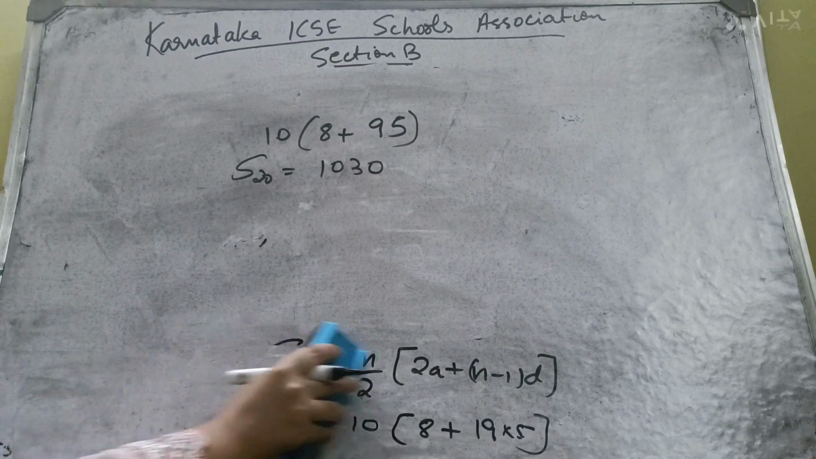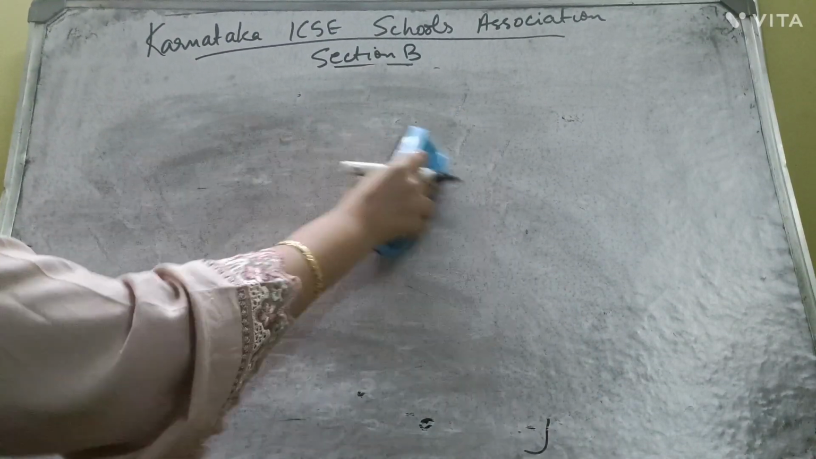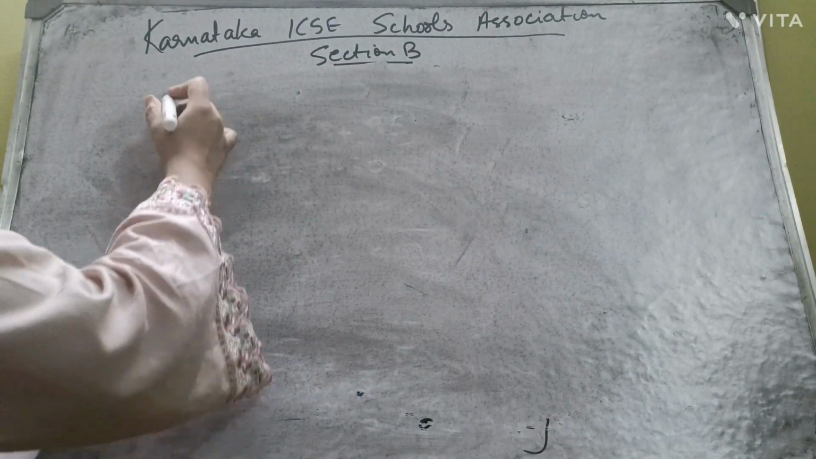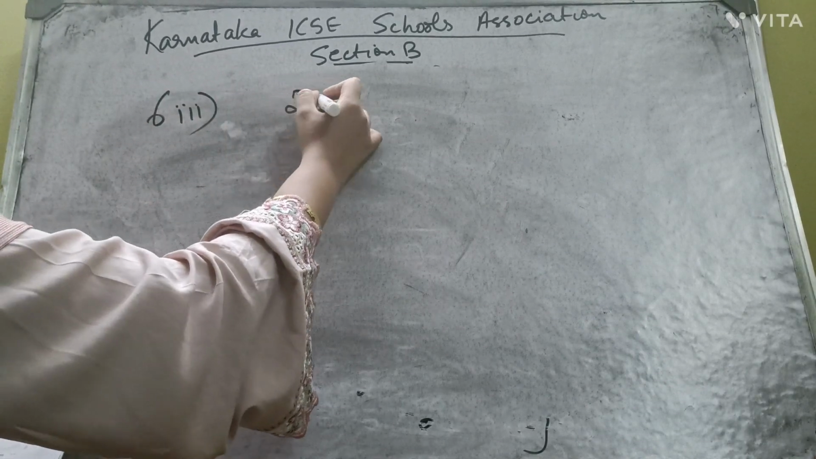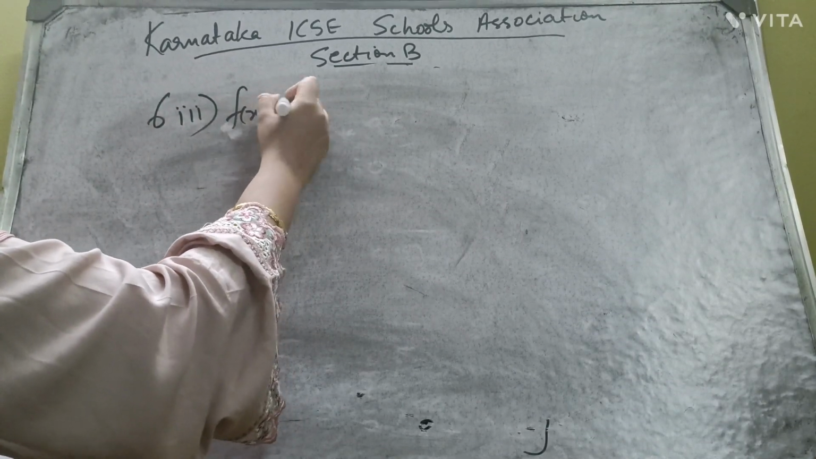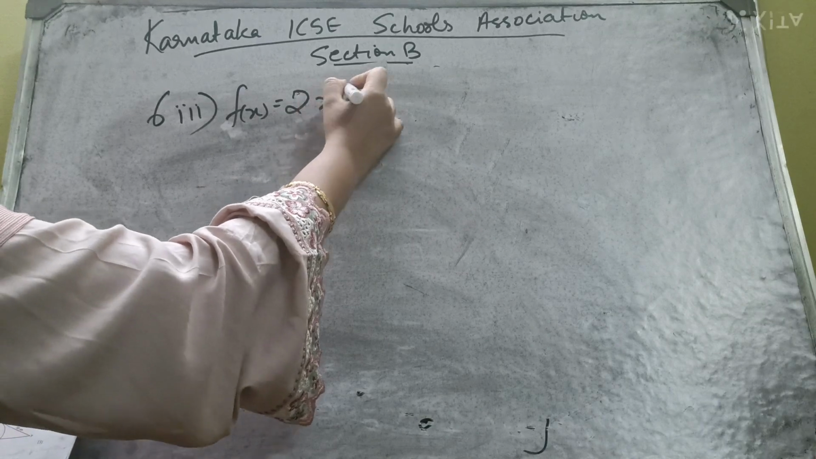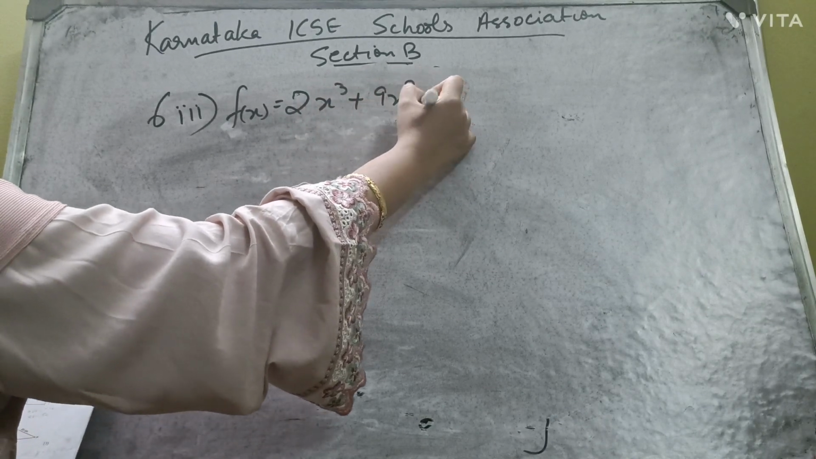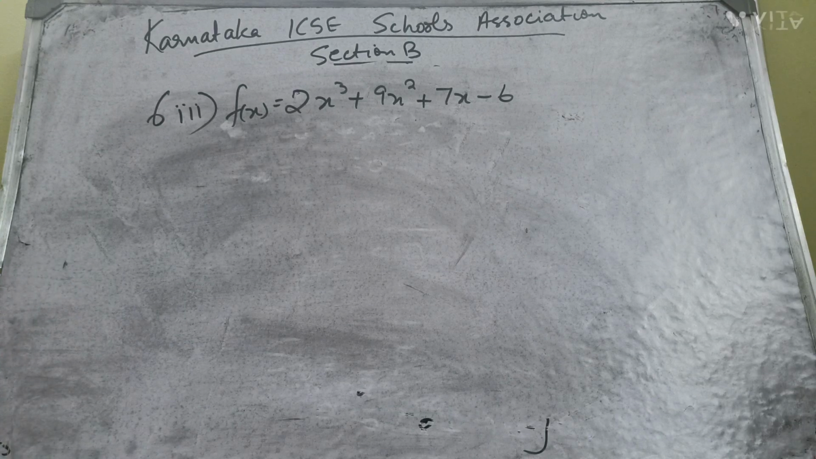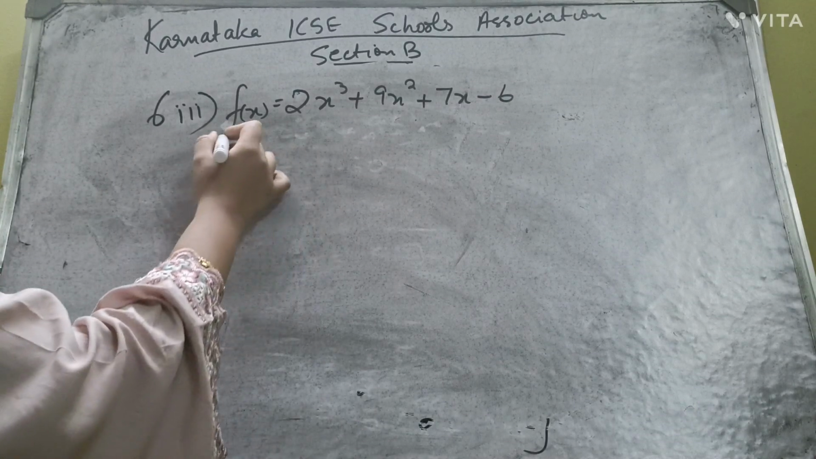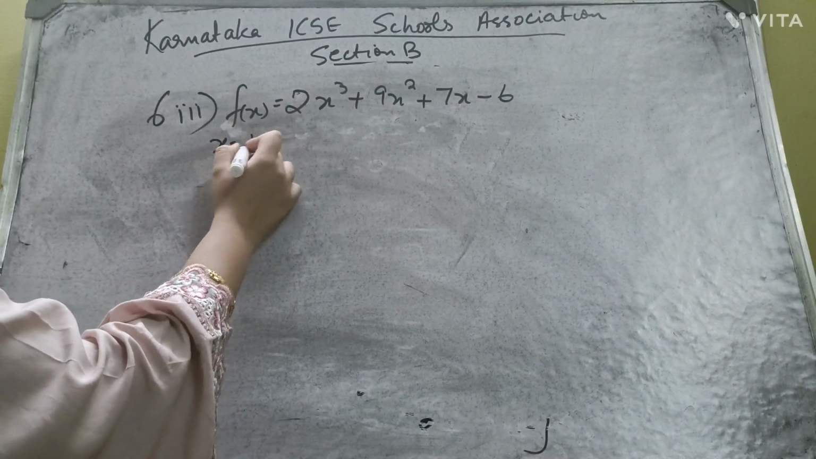Question 6, third one is a question from remainder factor theorem. So here the given expression, we will take it as f of x is equal to 2x cube plus 9x square plus 7x minus 6. We need to factorize this expression completely. So first we need to find a factor for this. So we need to assume the values of x.